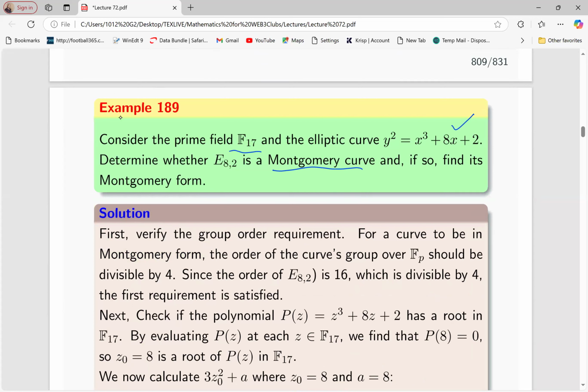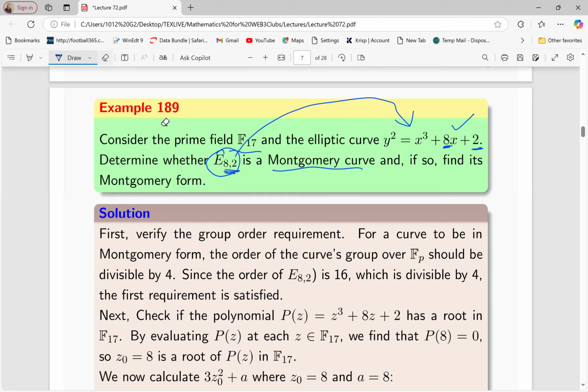We are supposed to determine. You know what this means? This means this is just defining that our A and our B is what you put here. This is an elliptic curve, and the way I read it, this is an elliptic curve where A is 8 and B is 2. So it's not something to confuse us.